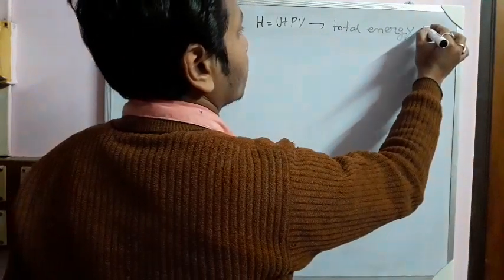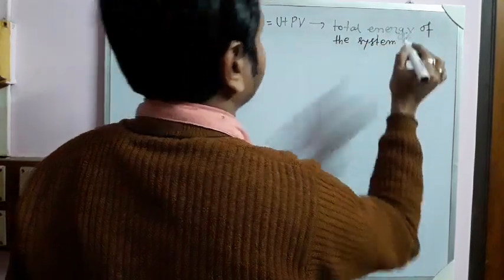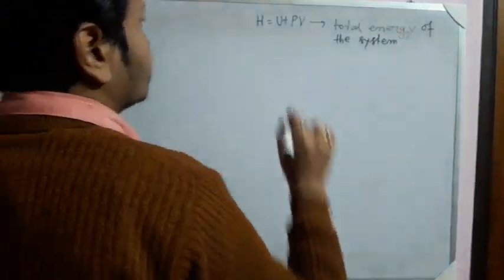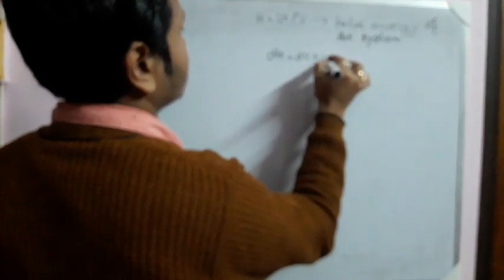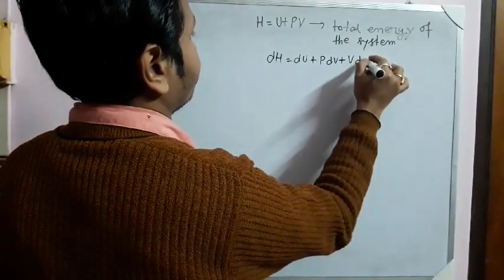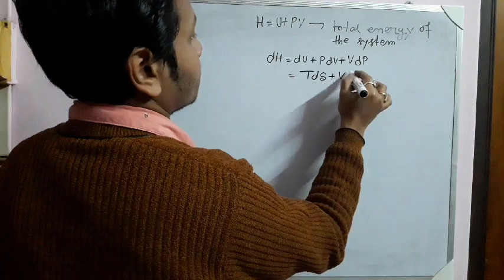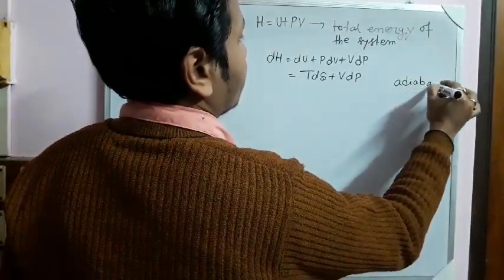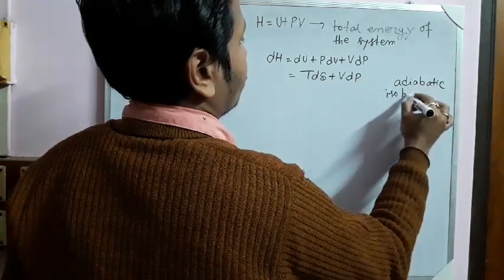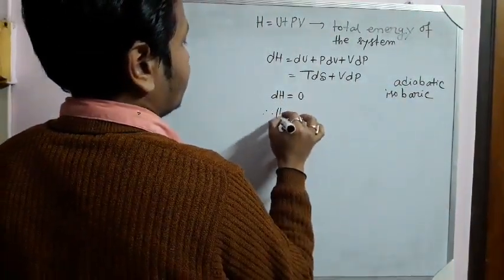Enthalpy represents the total energy of the system. Now this is the mathematical definition of enthalpy. So what will be my dH? My dH will be dU plus PdV plus VdP. So dU plus PdV means dQ, which from the second law is TdS, plus VdP. Now suppose you consider the process to be adiabatic isobaric. In that particular case, dH becomes 0 and H tends to minimum.